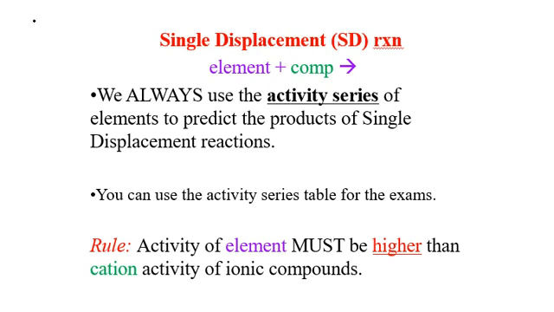If we have A plus BC, we call that single displacement reaction because A represents an element and BC represents a compound. So whenever we have a reaction between an element and one compound, we call that single displacement reaction.